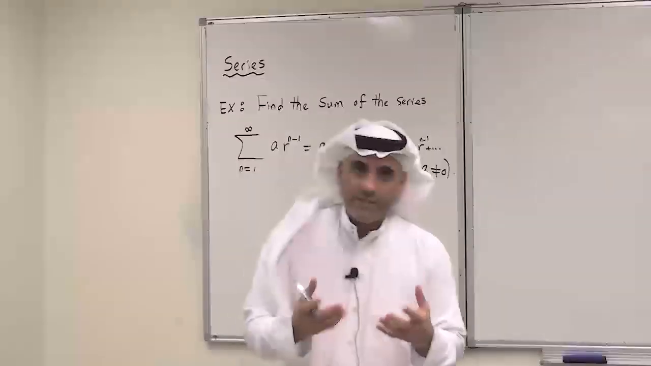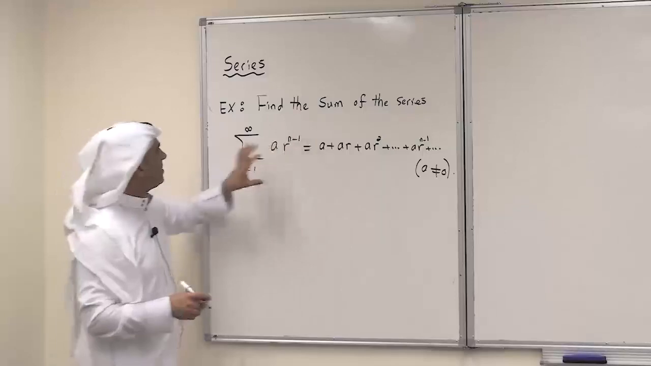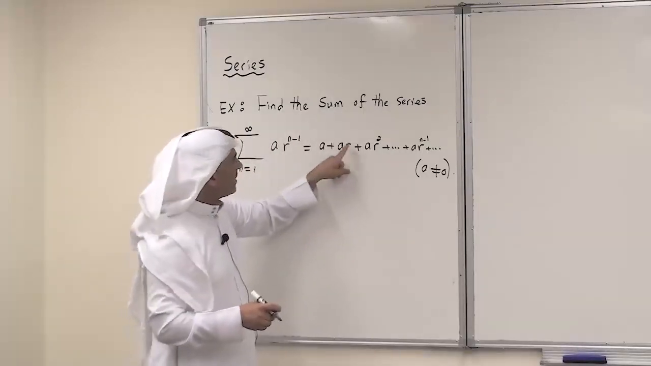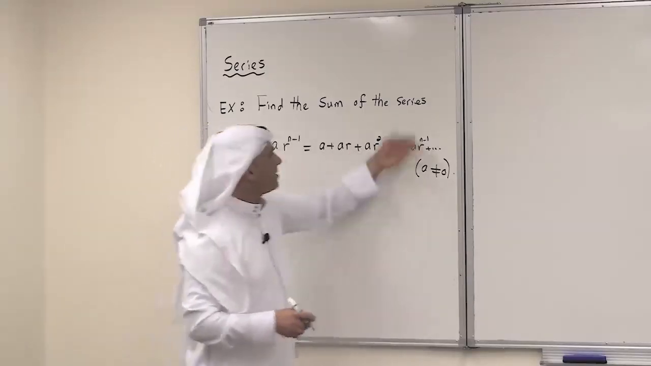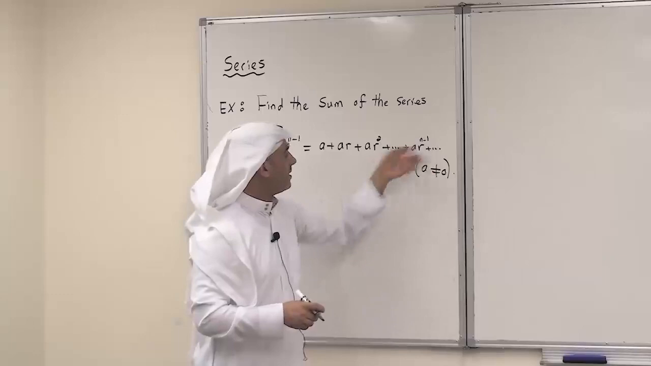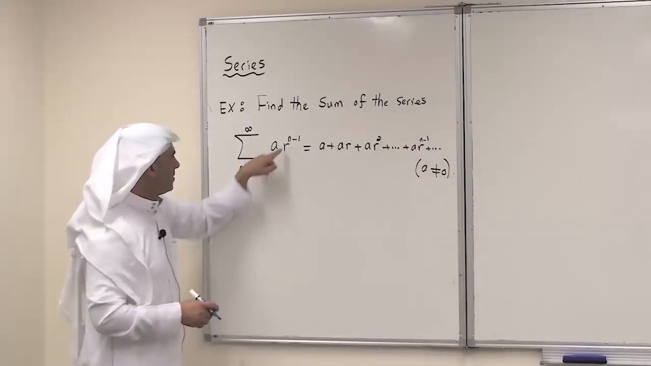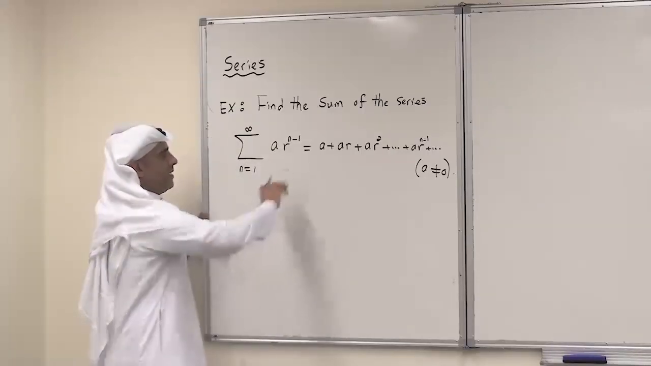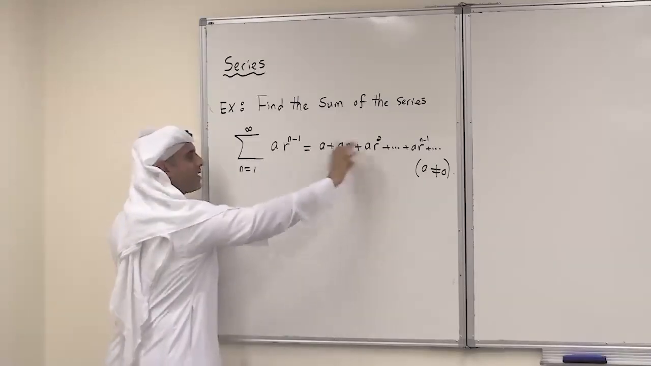Now let us apply this definition in the given example here. The example says find the sum of the series. We are given a series that has the form a plus ar plus ar squared plus ... plus ar^(n-1), that's the nth term, plus ar^n, and so on. Here we assume that a is not equal to 0. Otherwise, we have the zero series here, and the zero series we can discuss separately. Okay, let us assume now a is not equal to 0, so we have this kind of series.